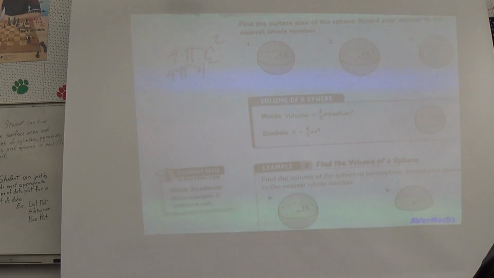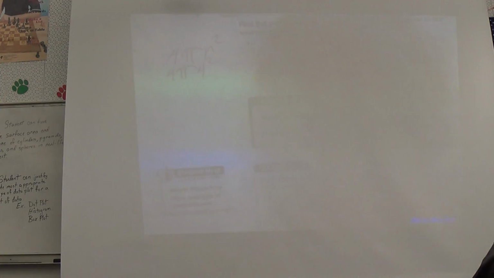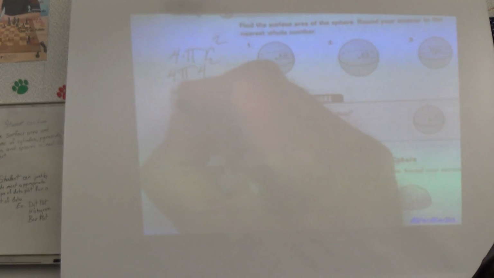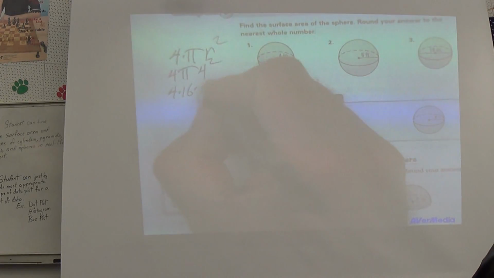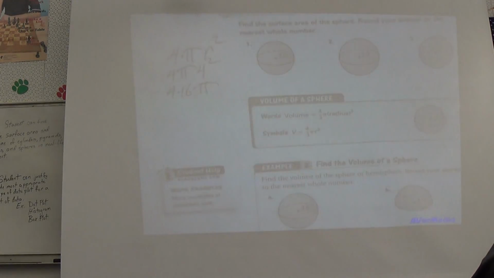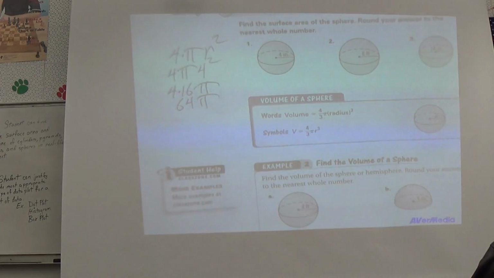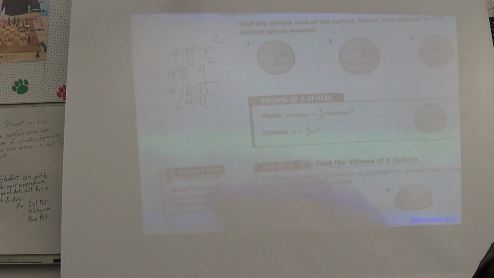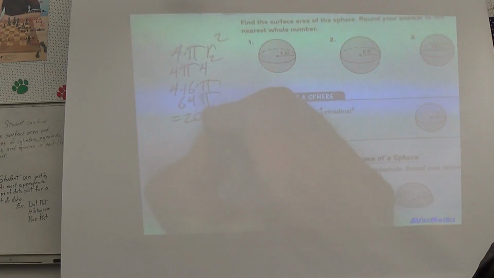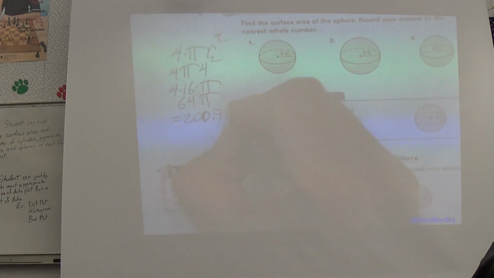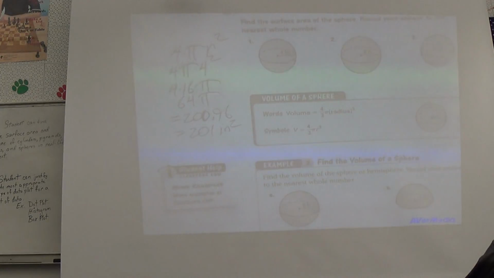All right, so 4 squared, Jamie already said, was 16. So you have 4 times 16 times pi. What's 4 times 16? 64. So we have 64 pi. And 64 times 3.14 is 201 point something, right? 200 point what? 96. So 201.96, which would be 201 inches what? Square. How many people got 201 inches square? There you go.